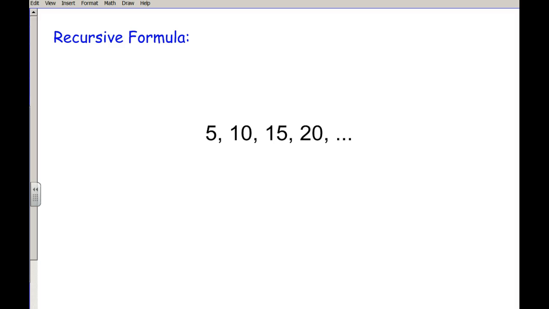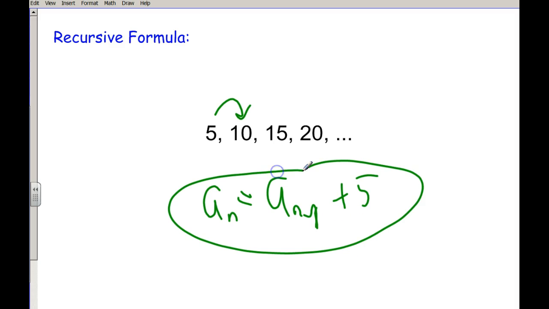Let's try to write one. Again, I think it's kind of easy to write recursive sequences. So this would just be a sub n equals a sub n minus 1. I know I'm going to have that in there. That's a -1 there. Previous term plus what is the next term? Well, every time you're adding 5, and so that would be our formula.